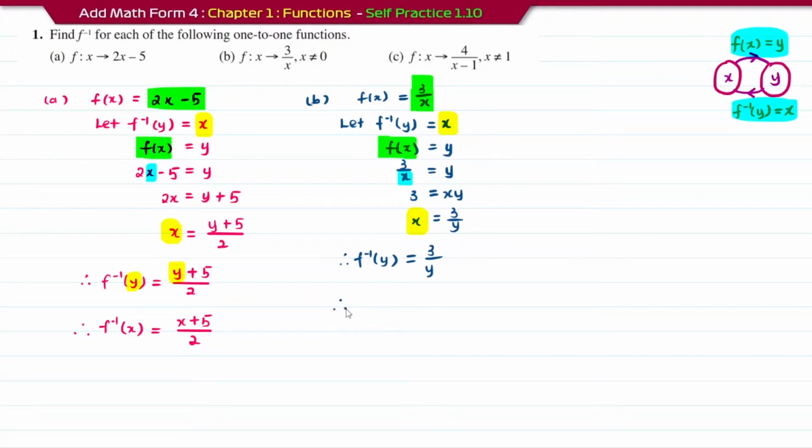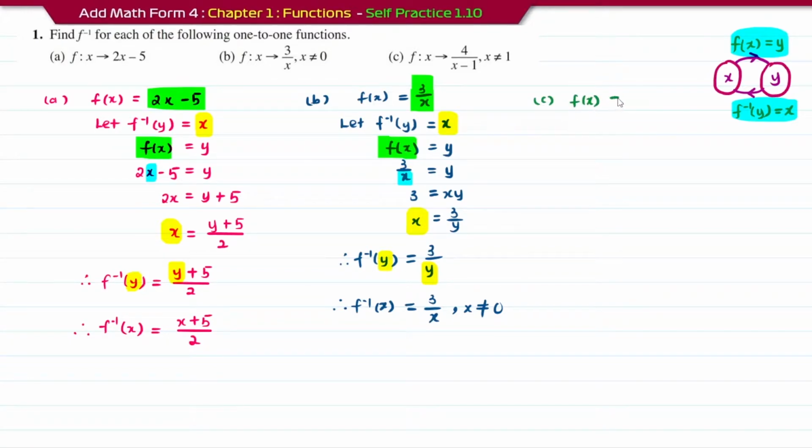Now I want to find the inverse f of x. So the letter y here, we're going to replace it with x. So it will be equal to 3 over x. So in this case, the x cannot be 0. So that is for question B. Now let us move to question C.